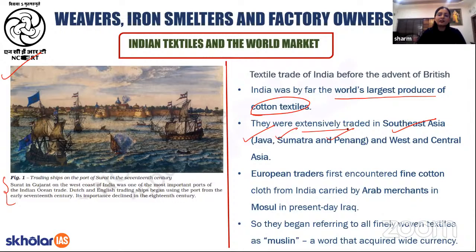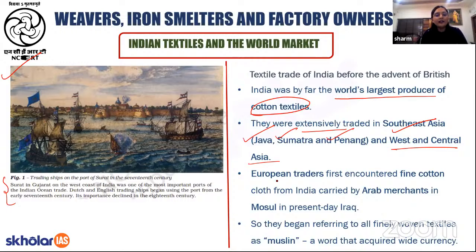Apart from Southeast Asia, students, our textiles were also traded in the western and central parts of Asia. Herein, students, it will be important to note that India also had a very good market with respect to Europe and Africa. So not only was it Asia, we were trading in other continents as well. This was the extent of trade with respect to the textile industry of our country.